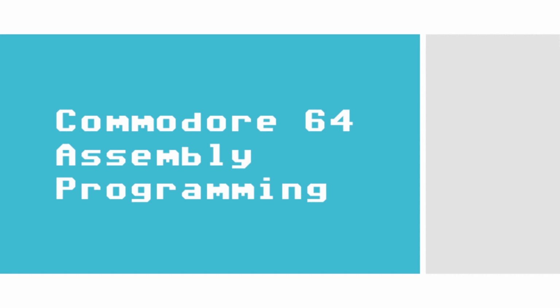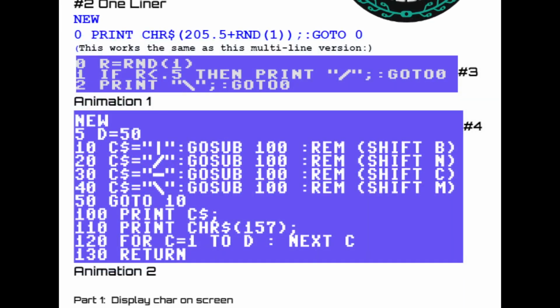So, getting started, I want to show the program I'm going to work on this time. You can see here there's one called Animation 1. This one defines a variable, gives it a value of 50, then goes through 4 iterations of creating a character in a variable and then going through a subroutine.